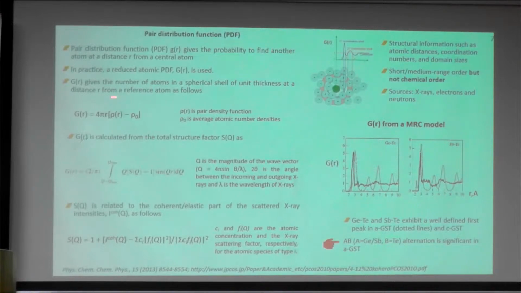It's calculated from the structure factor, which you measure at such sources, as a function of Q. This is also an important factor, and it's related to the coherent elastic part of the scattered X-ray intensity, and from that you can get the structure factor, I think, yes. So then if you have this G(r), you can find this medium range order.